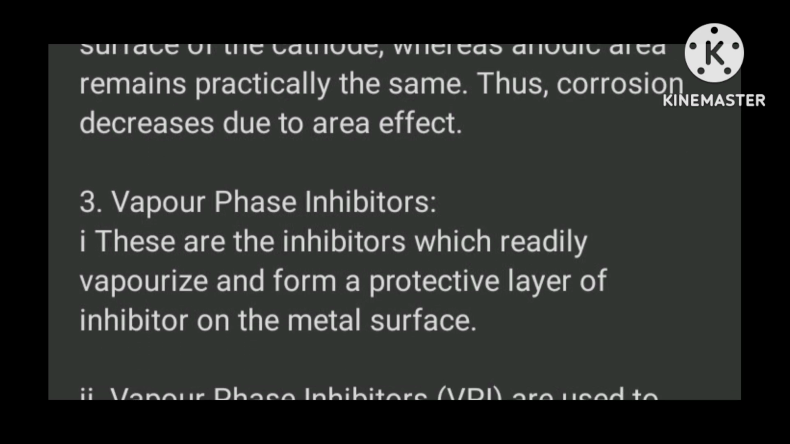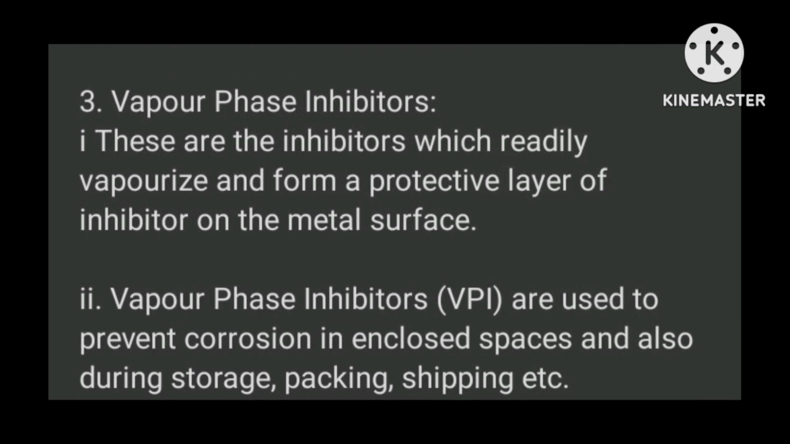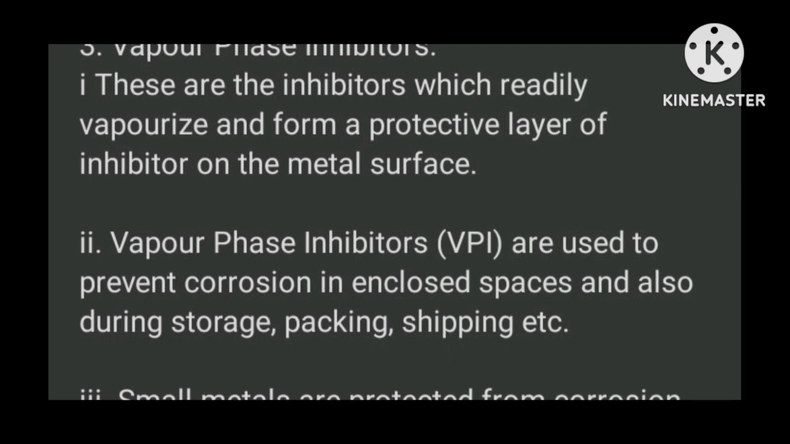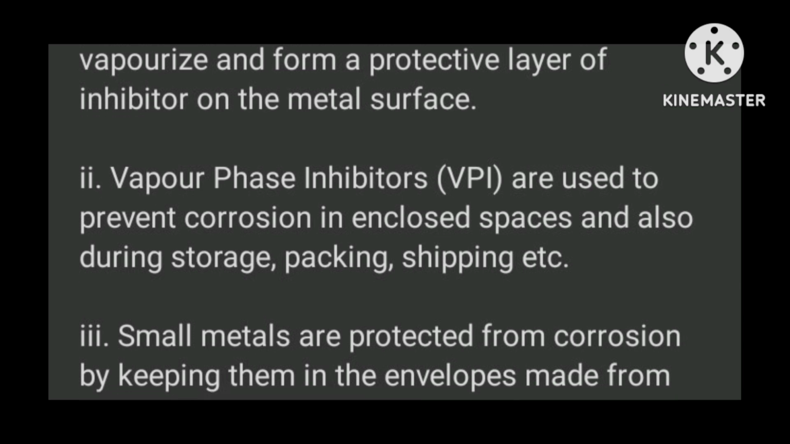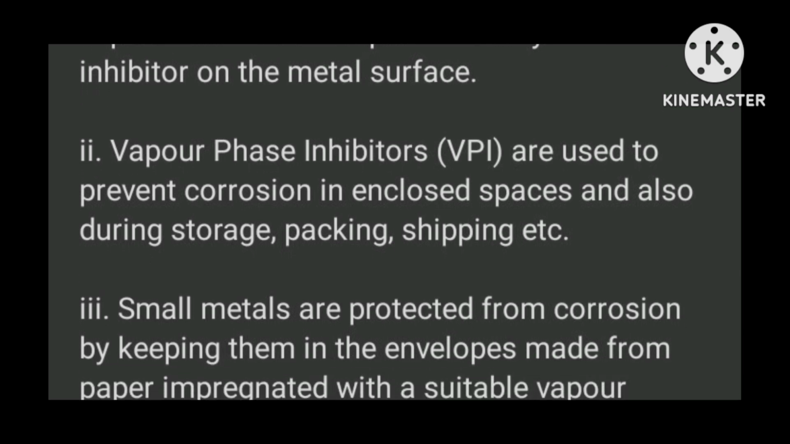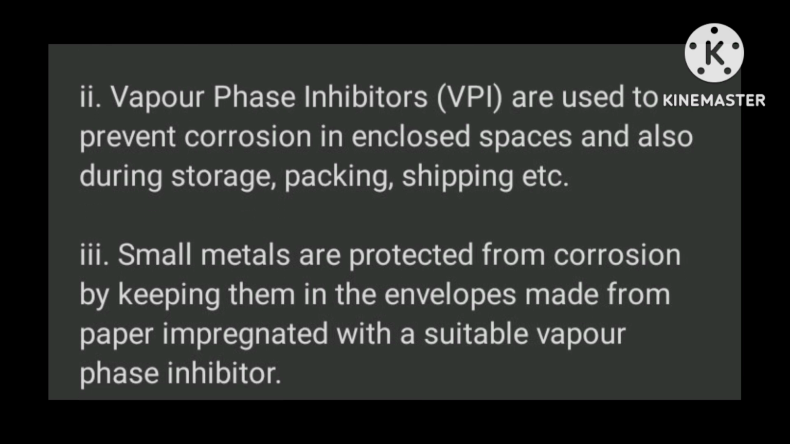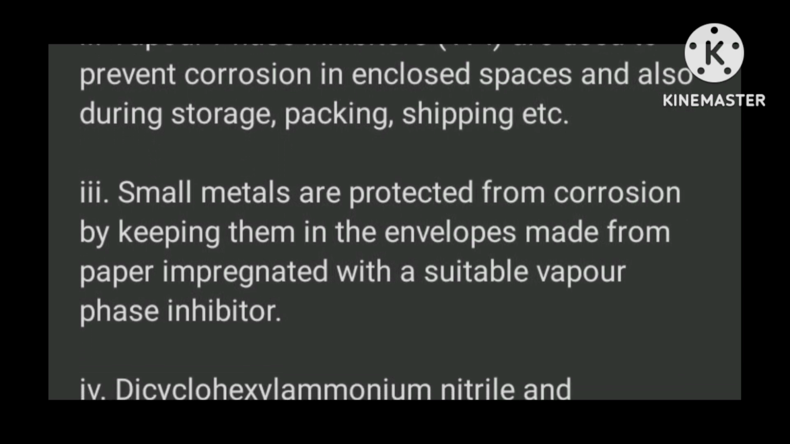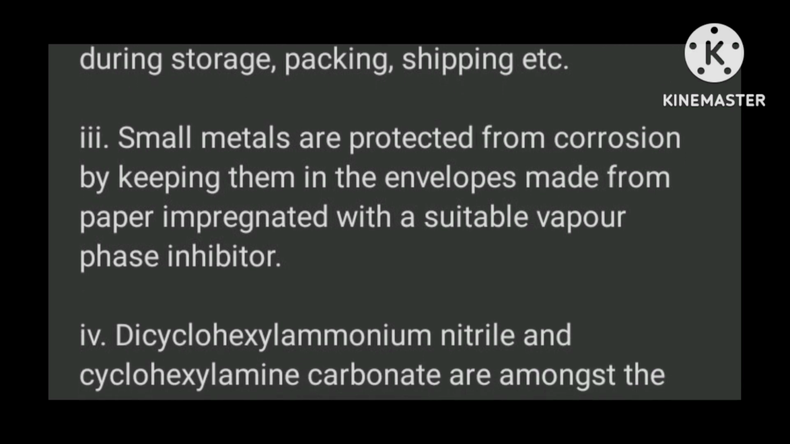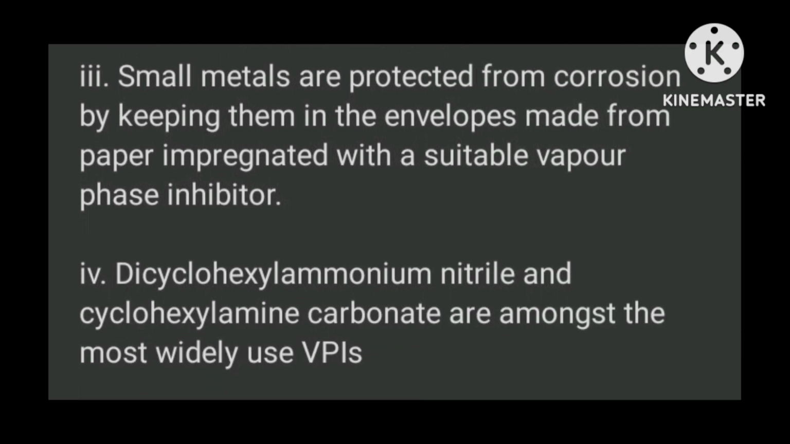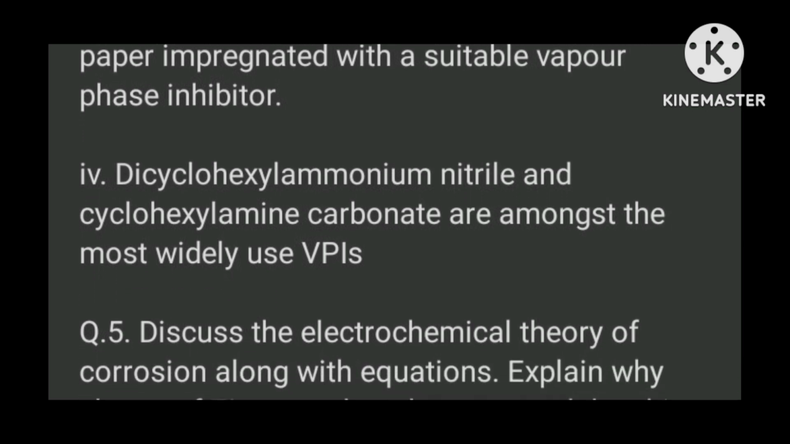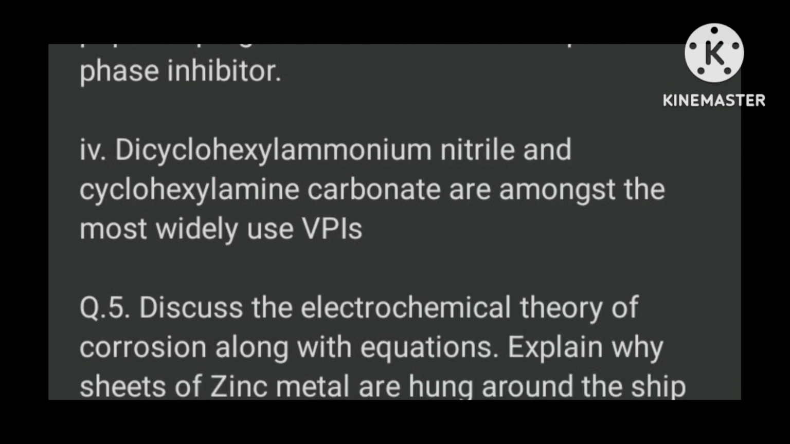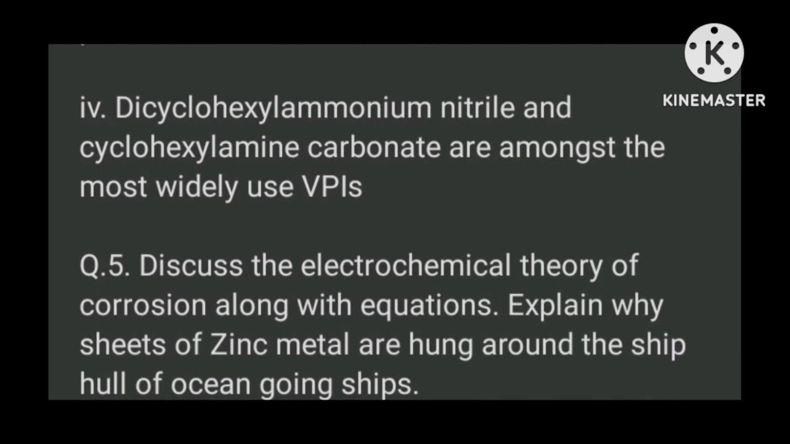Third, vapor phase inhibitors. First, these are the inhibitors which readily vaporize and form a protective layer of inhibitor on the metal surface. Second, vapor phase inhibitors (VPI) are used to prevent corrosion in enclosed spaces and also during storage, packing, shipping, etc. Third, small metals are protected from corrosion by keeping them in envelopes made from paper impregnated with a suitable vapor phase inhibitor. Fourth, dicyclohexylammonium nitrite and cyclohexylamine carbonate are amongst the most widely used VPIs.